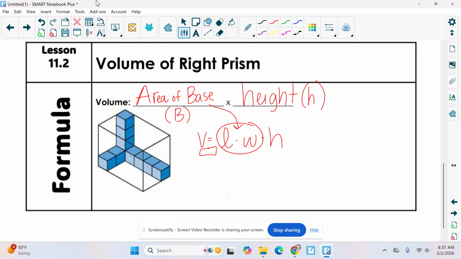So what are we doing? 23 by 8. Tell me how many. So it's 184 of these little cubes. Okay, go. And how many layers? Okay, so it takes 6 layers of this.